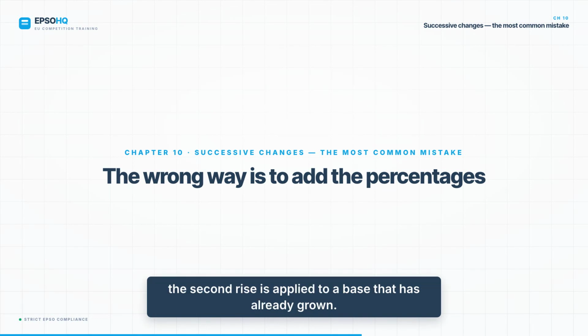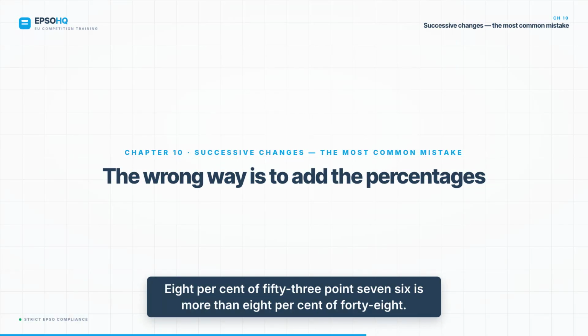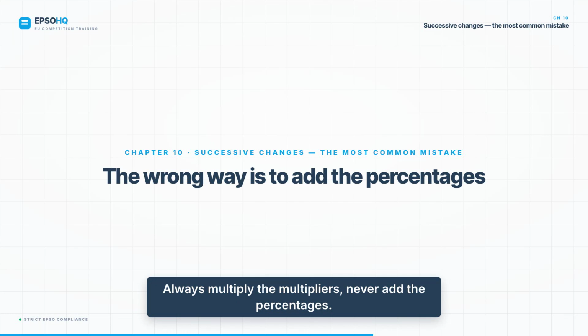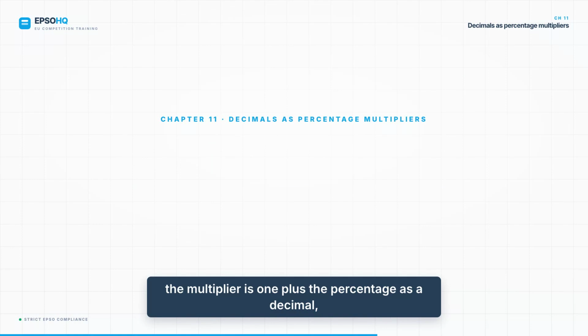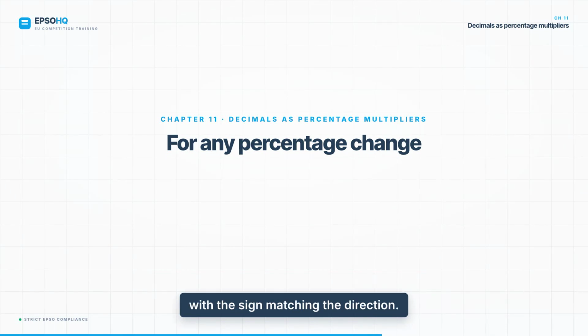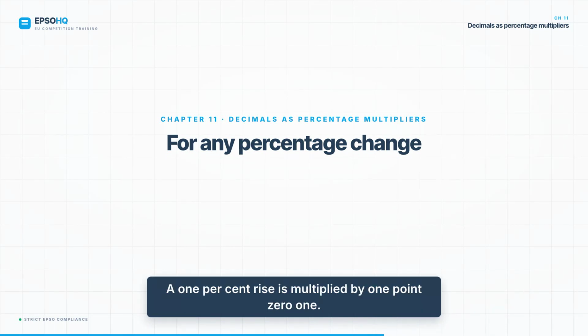The reason: the second rise is applied to a base that has already grown. 8% of 53.76 is more than 8% of 48. Always multiply the multipliers, never add the percentages. For any percentage change, the multiplier is 1 plus the percentage as a decimal, with the sign matching the direction.